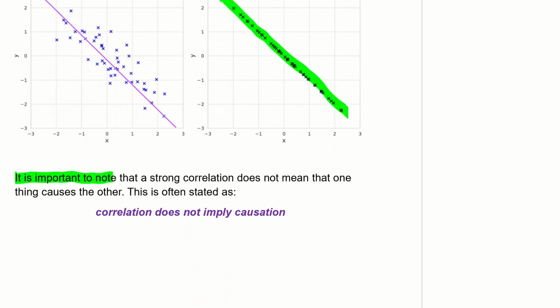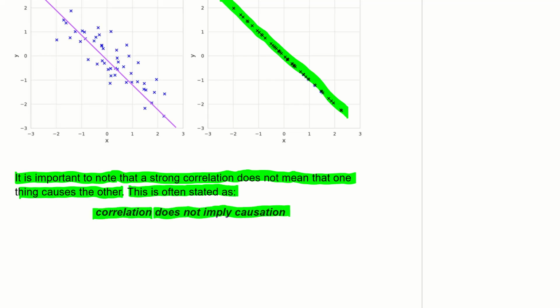It is important to note that a strong correlation does not mean that one thing causes the other. It may or may not. This is often stated as: correlation does not imply causation.